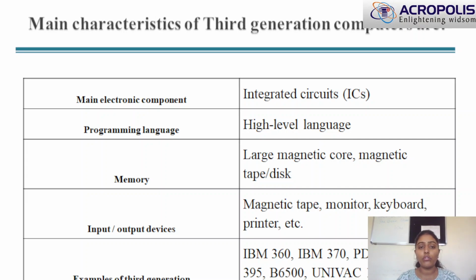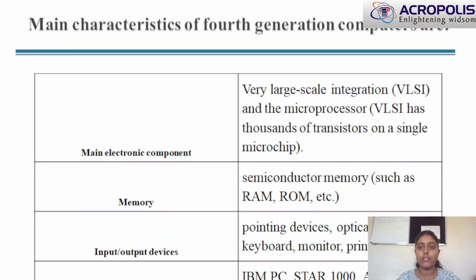Next is the fourth generation computer. The fourth generation computer duration is 1972 to 2010, and the fourth generation computer consists of a VLSI chip, that is a microprocessor, very large scale integration and microprocessor. The memory used is RAM, ROM, etc.